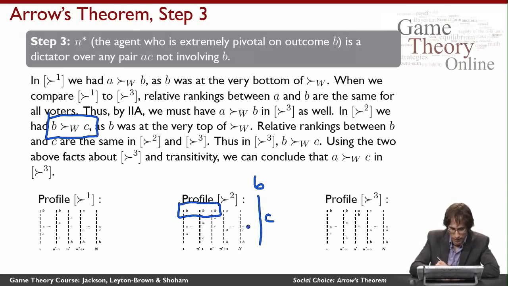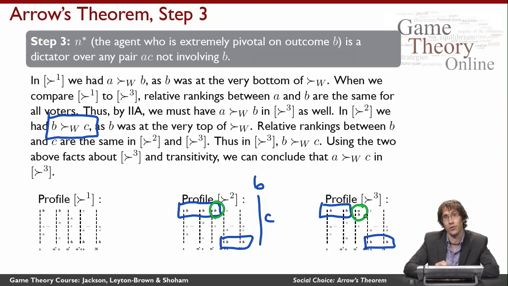So for all the agents other than n star, B is in the same extremal position in both cases. So wherever C is, its ordering must be the same. And for n star, things are a little bit different. N star used to have B in the very top position here, and here he has B in the second position, but the thing above it is A. So in both cases, wherever C is, it's somewhere downstream.